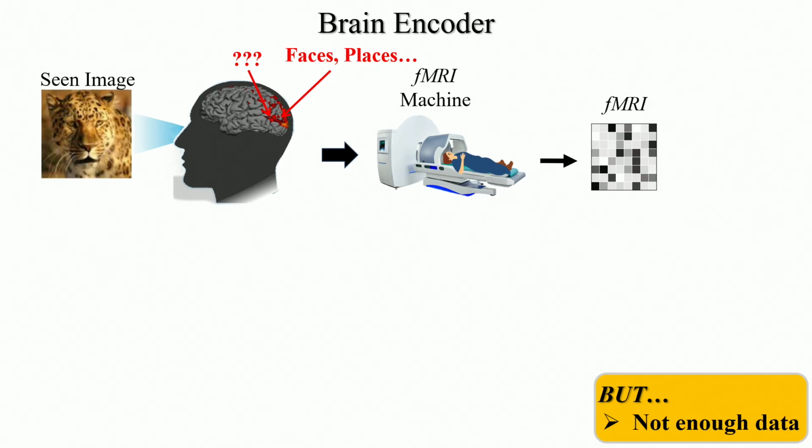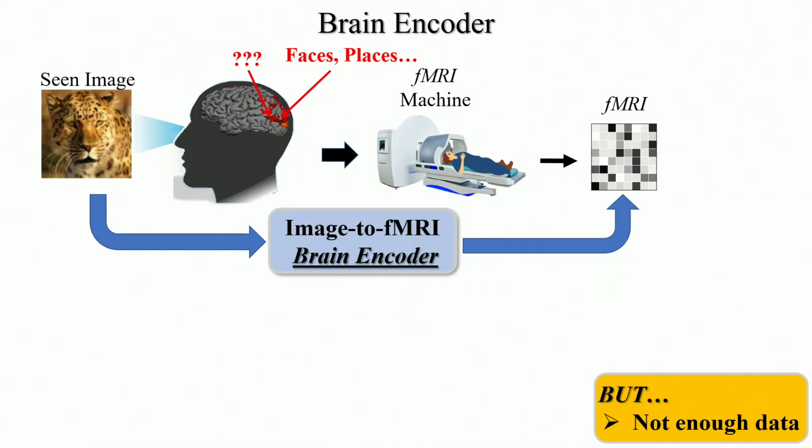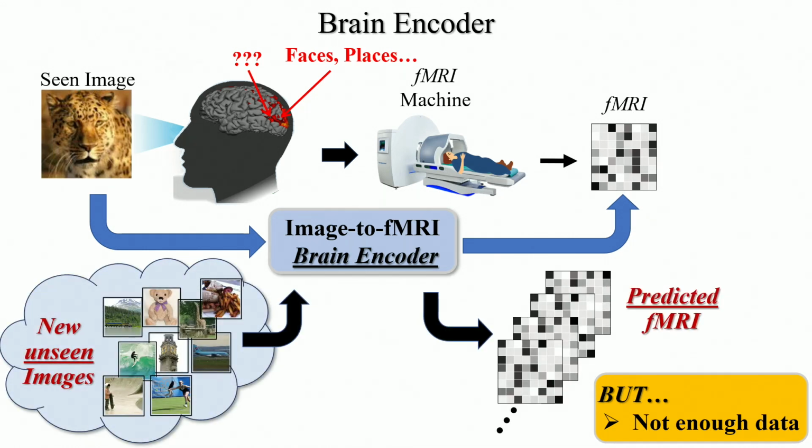Given images and corresponding brain activity, we can train an image-to-fMRI encoder that learns to predict brain activity from an image. Then we can take many unseen images, predict their corresponding brain activity, and use that to have much more data to explore the brain. However, for a good encoder, we need a lot of training data, which is still unavailable. So what can we do about it?